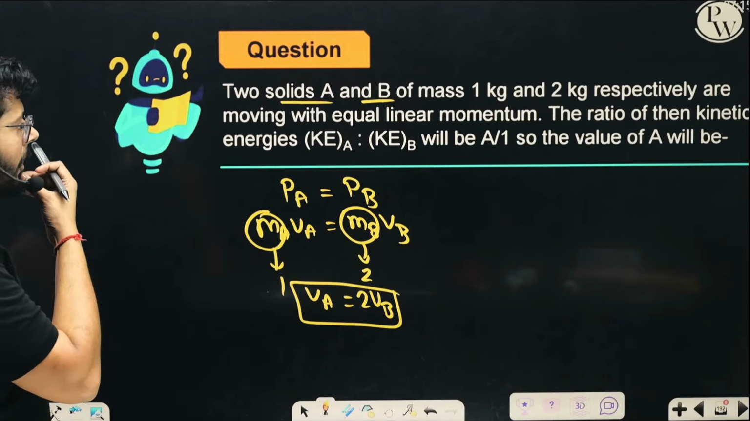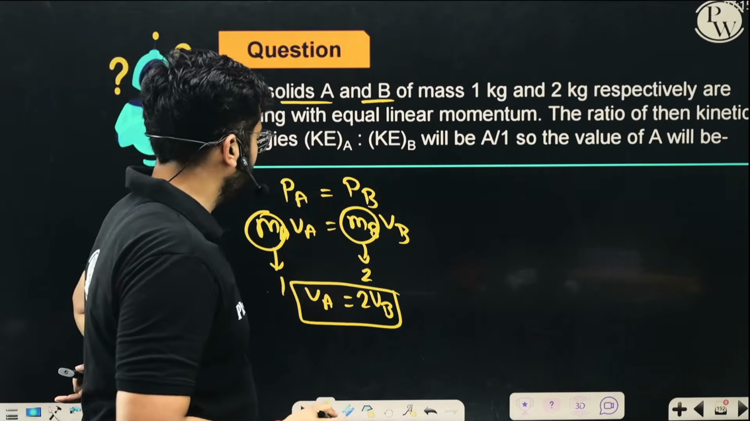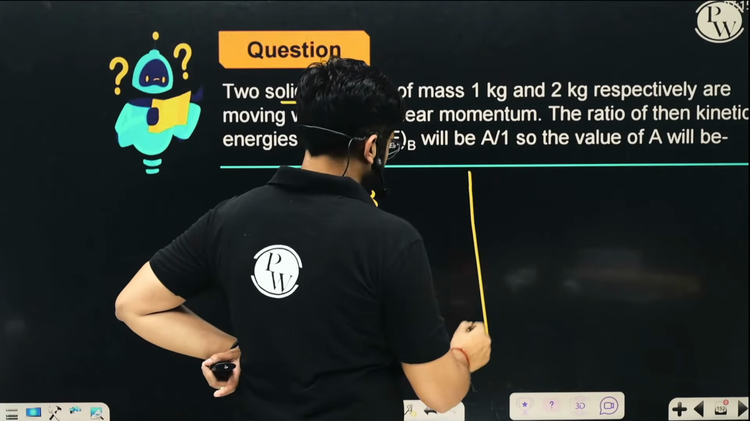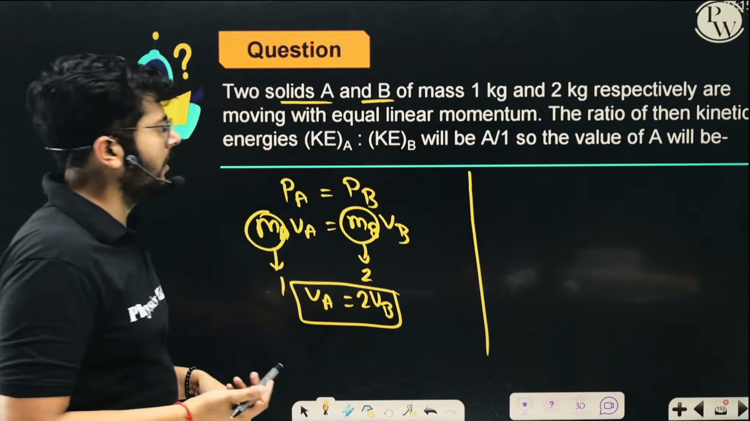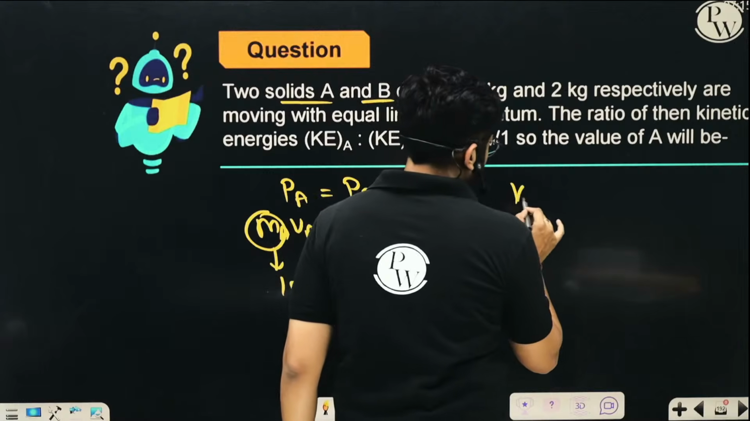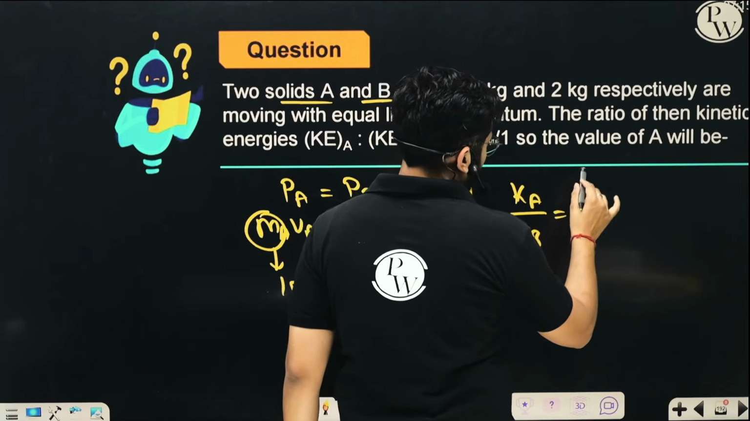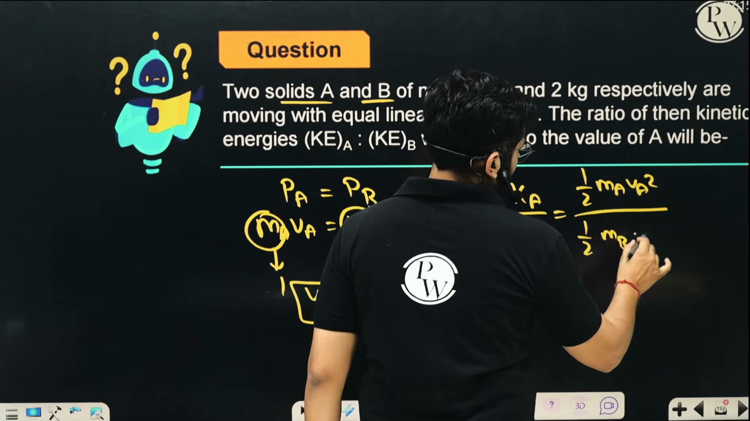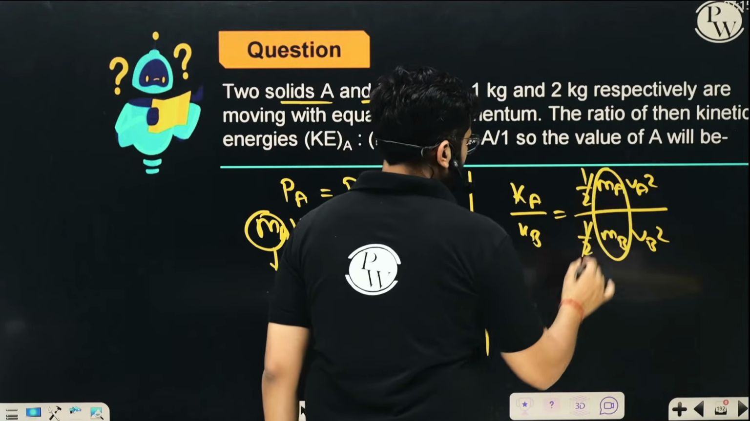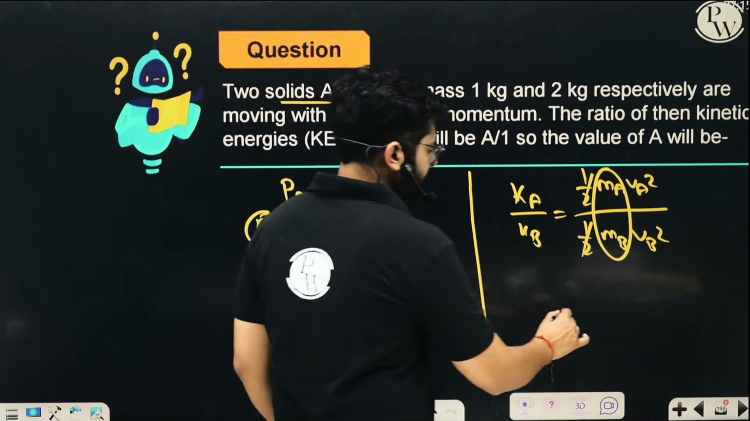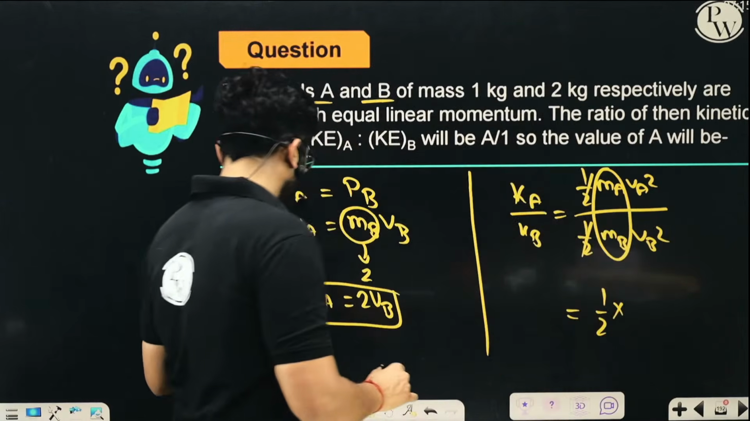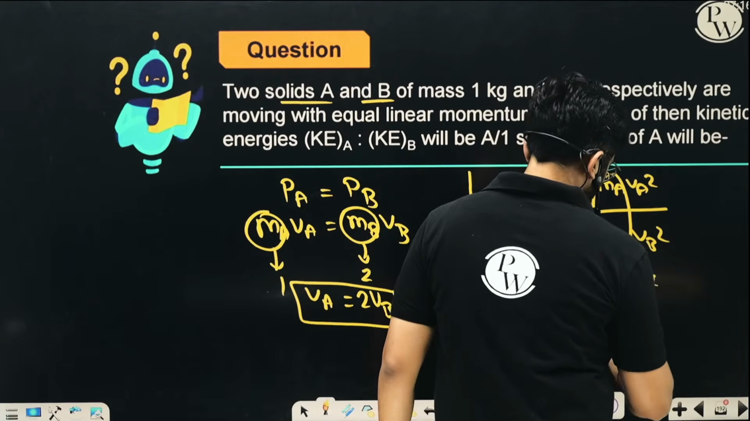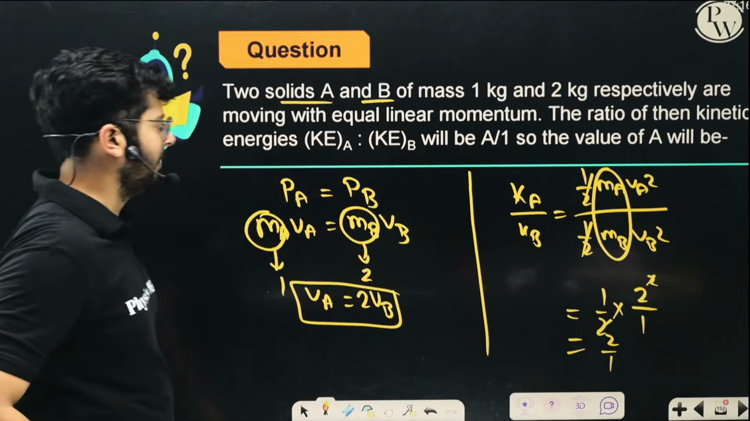The ratio of their kinetic energy will be A is to 1, so what is the value of A? Very simple kind of problem, and there are multiple ways you can solve it. We have kinetic energy of A and kinetic energy of B: half mA vA square and half mB vB square. So mA upon mB is 1 is to 2, and vA upon vB is 2 is to 1, so square of that is 2 square upon 1 square. So 2 is to 1 will be the final answer. Ratio of kinetic energy will be 2 is to 1.